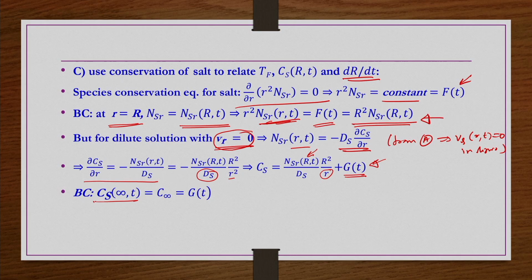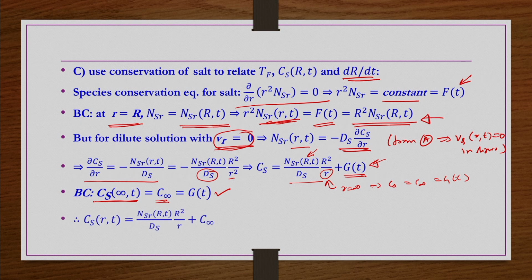We know at far away distance from the crystal, that is at r equals infinity, the concentration of salt is known, that is C infinity. So, here if you substitute r equals infinity, then Cs would be C infinity. That means G of t is equal to C infinity, because 1 by infinity is 0 here. So, G of t is equal to C infinity, that we know. So, what we get from here, Cs as a function of small r comma t is nothing but given by this expression.